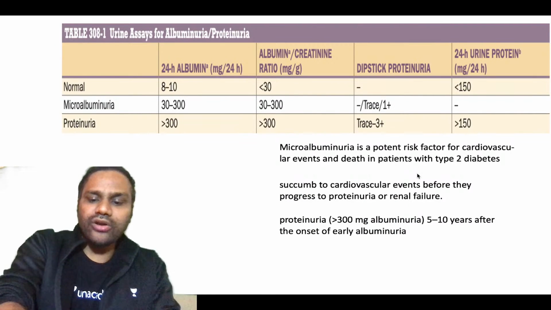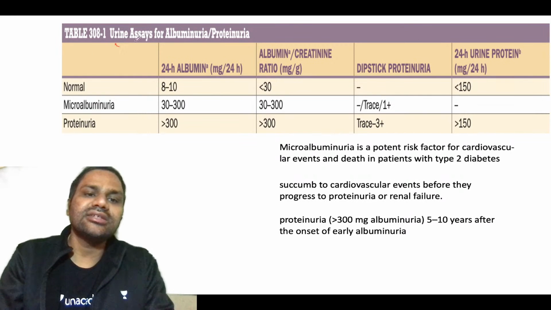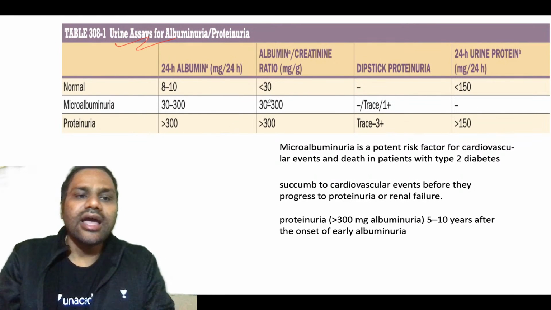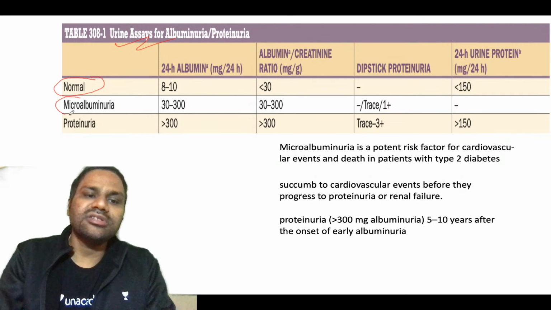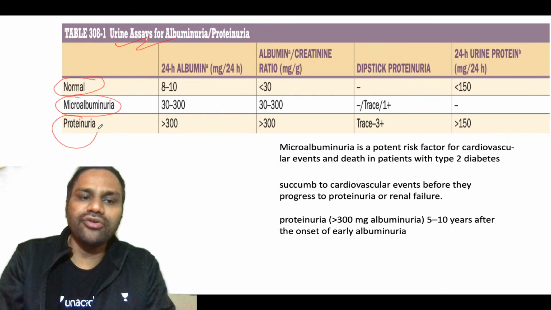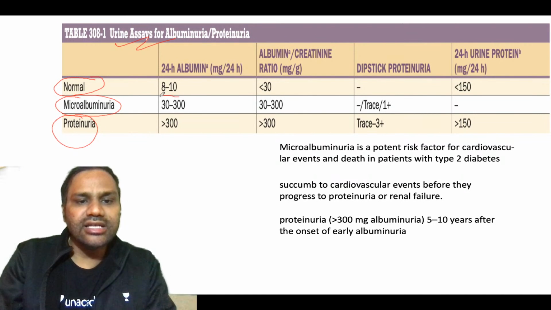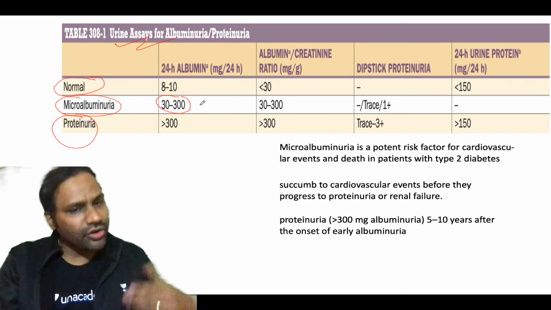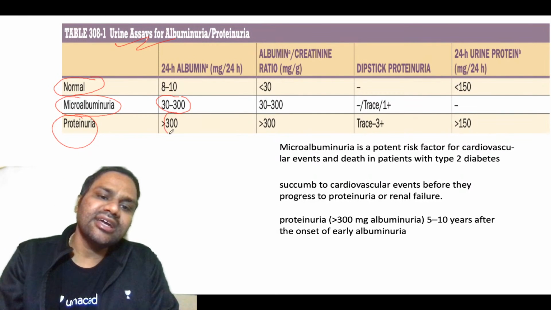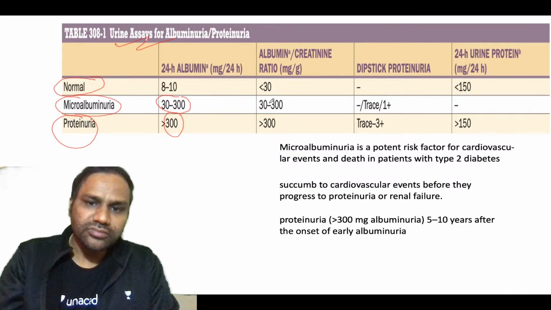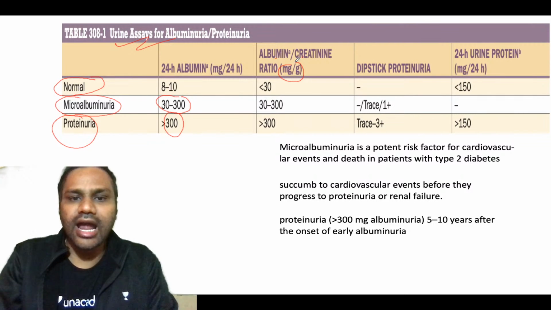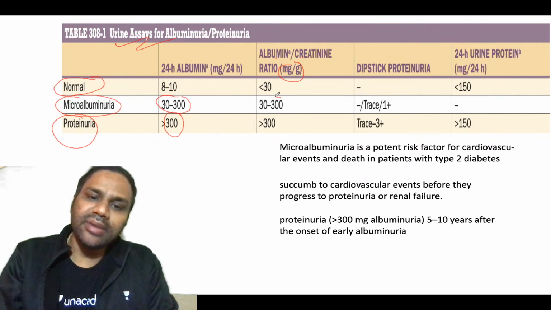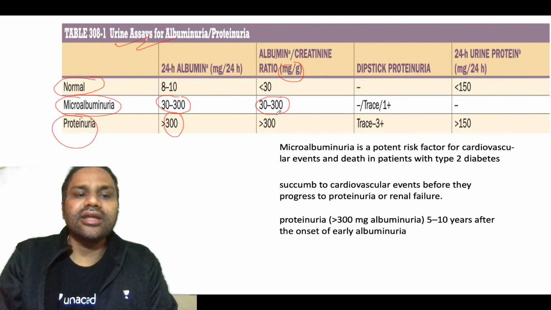Now what do you need to know here? Another thing you need to know is this table from Harrison's, which shows the different normal values of albumin excretion, and when you call it microalbuminuria and when you call it proteinuria. Microalbuminuria is 30 to 300 milligram per 24 hours, and if it is greater than 300, you call it proteinuria. In case of albumin creatinine ratio, in milligram per gram of creatinine, again microalbuminuria is 30 to 300, proteinuria is greater than 300, and less than 30 is normal.